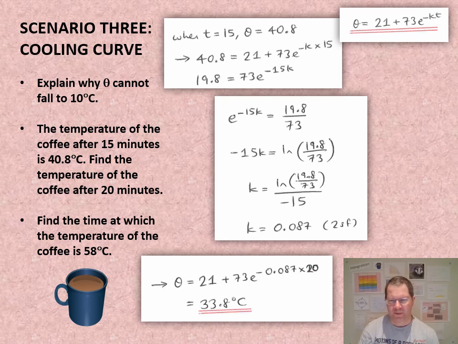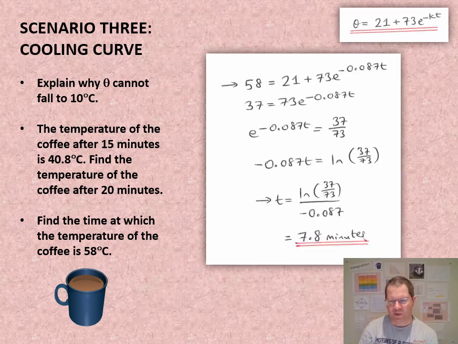And then if we substitute that back into the original equation, theta equals 21 plus 73 e to the minus 0.087 times t. And then if we substitute t as 20, we get an answer of 33.8 degrees Celsius.